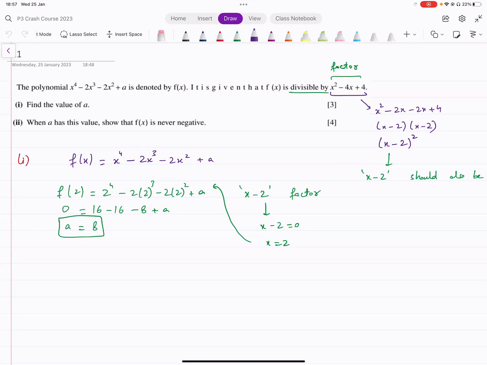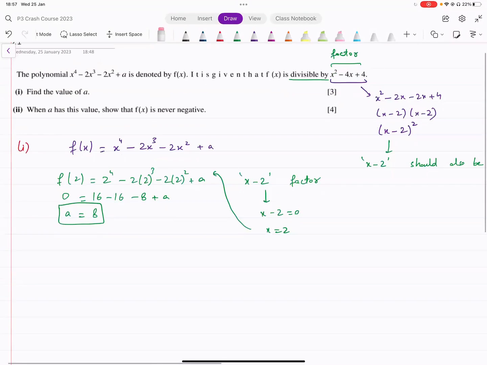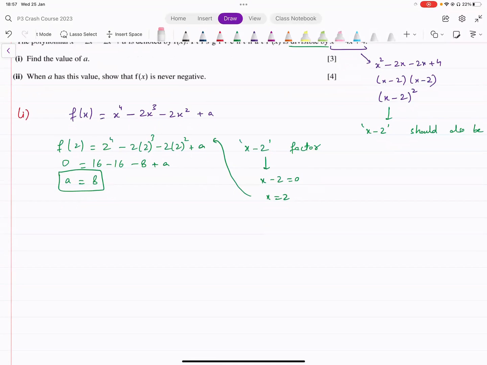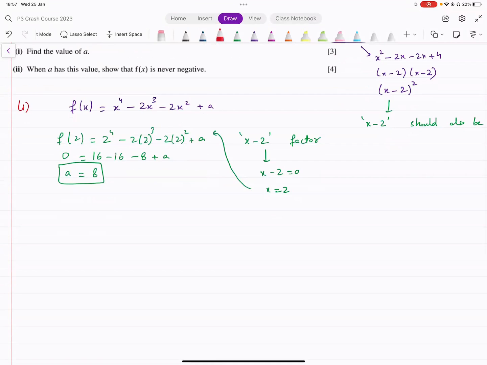So you just have to divide this polynomial by x squared minus 4x plus 4. Find the remainder. That will be in terms of a. You put that remainder equal to 0, and that should give you the same result as well. So that should also work. All right, let's look at the second part now.